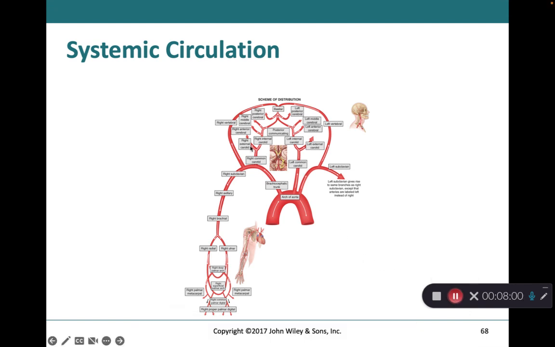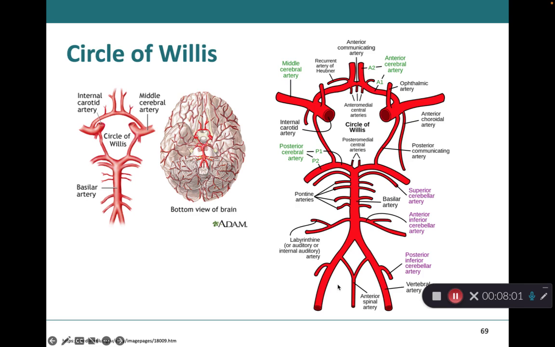Okay, these ones here go into the circle of Willis, so let's just go into that next. So circle of Willis, these are major arteries found that feed the brain, so they're found underneath the brain here. And we'll talk about what happens if some of these major arteries here are blocked as well.